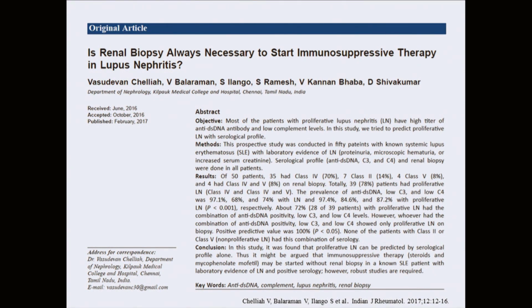Is renal biopsy always necessary to start immunosuppressive therapy in lupus nephritis? This study was published in the Indian Journal of Rheumatology, and in this study it was found that proliferative lupus nephritis can be predicted by serological profile alone, that is high anti-dsDNA and reduction of complement C3 and C4. Thus, it might be argued that immunosuppressive therapy, that is steroids and mycophenolate mofetil, may be started without renal biopsy in a known SLE patient with laboratory evidence of lupus nephritis and positive serology. However, robust studies are required.